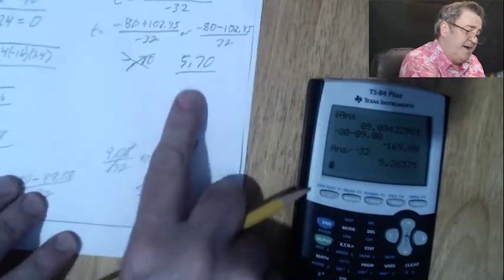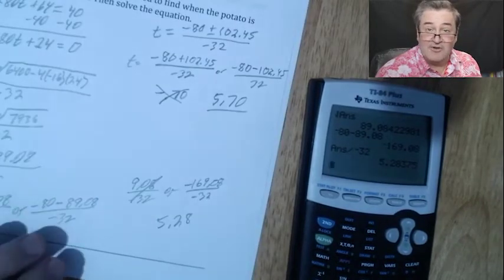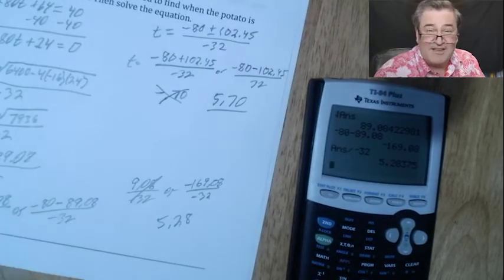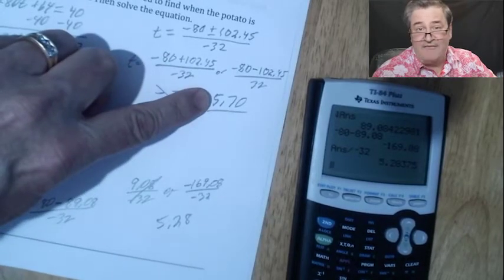So at 5.7, mashed potatoes. 5.28, potatoes still having a great time. Woo! Hadn't hit the ground, 40 feet off the ground, 5.28 seconds. Less than half a second later.